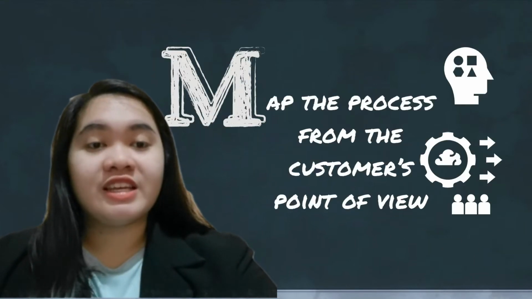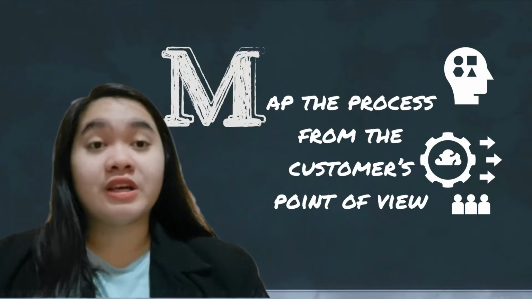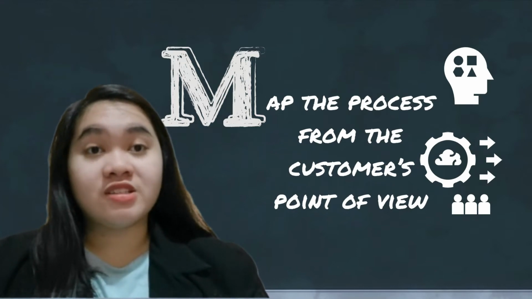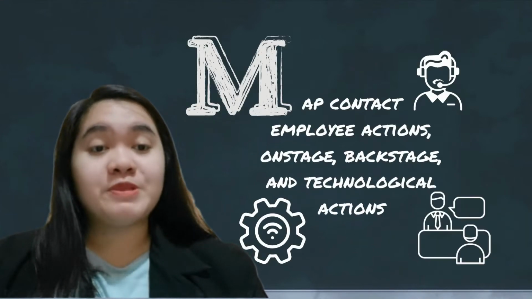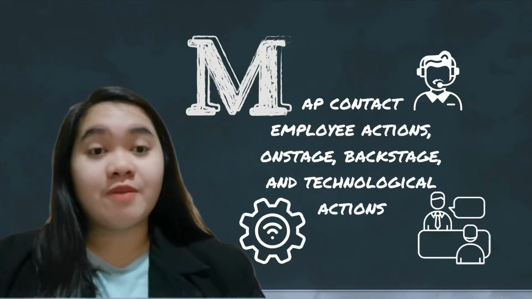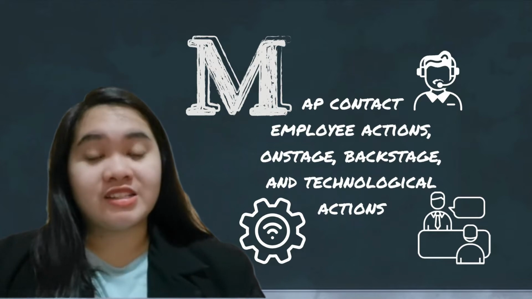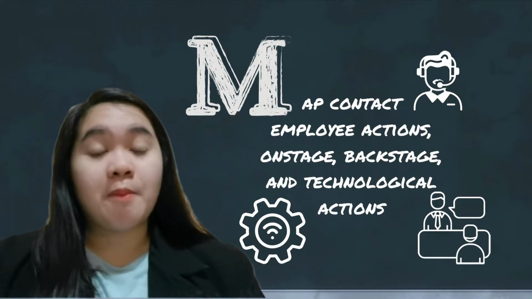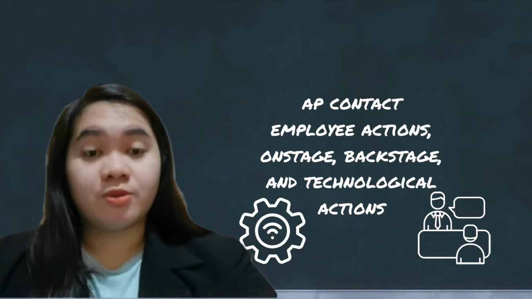Next, this step is an ideal starting point in building a blueprint. Customers' actions are depicted in sequence from start to finish. Next is that this stage maps the process from the point of view of the contact employee on stage and backstage. If technology is involved, map the actions on the technology interface.